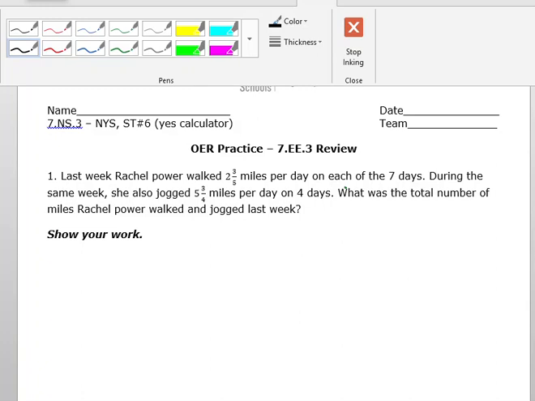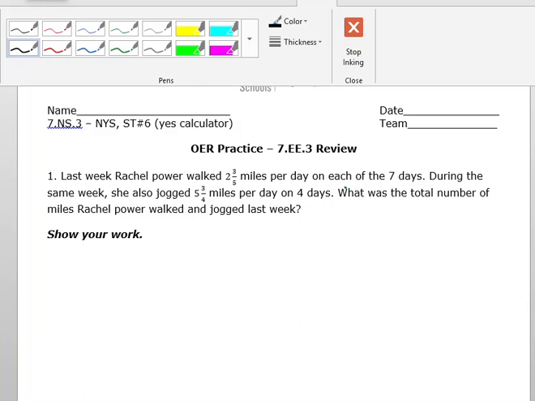So let's start. Last week, Rachel power walked 2 3/5 miles per day on each of the 7 days. During the same week, she also jogged 5 3/4 miles per day on 4 days. What is the total number of miles Rachel power walked and jogged last week?